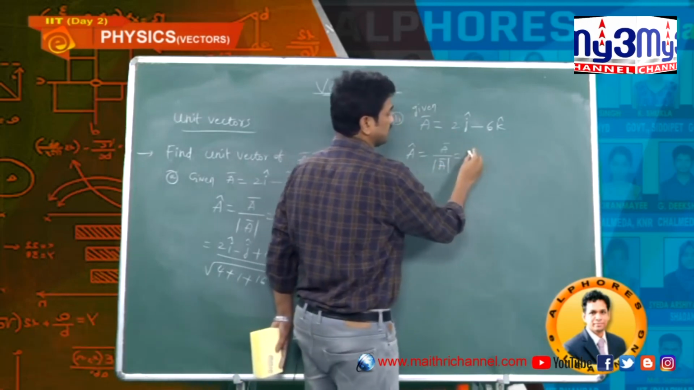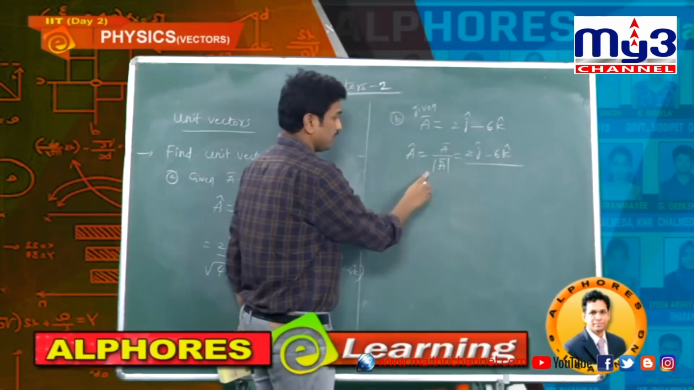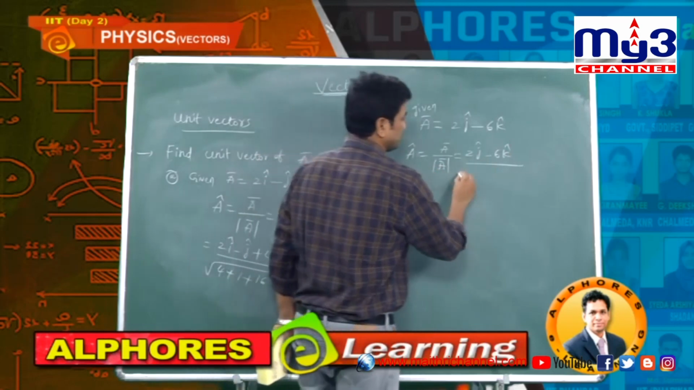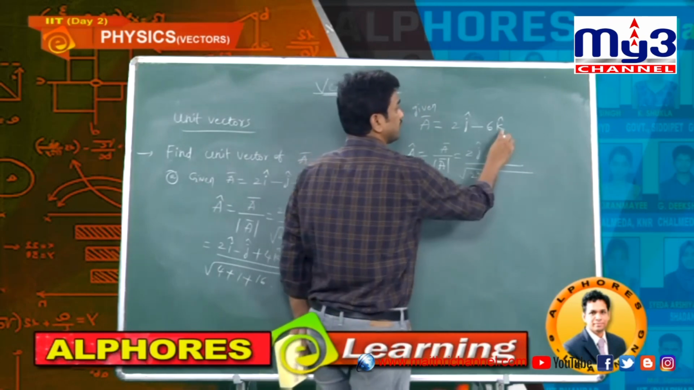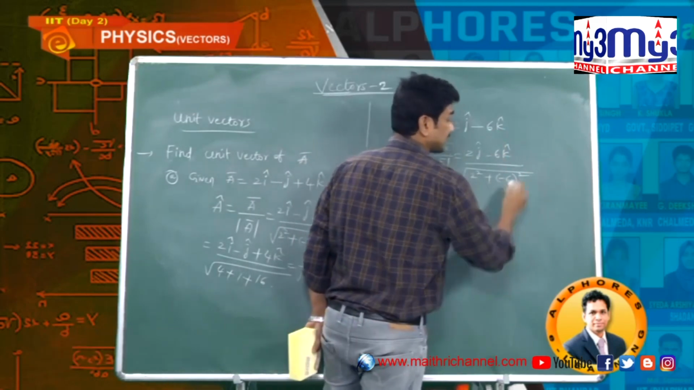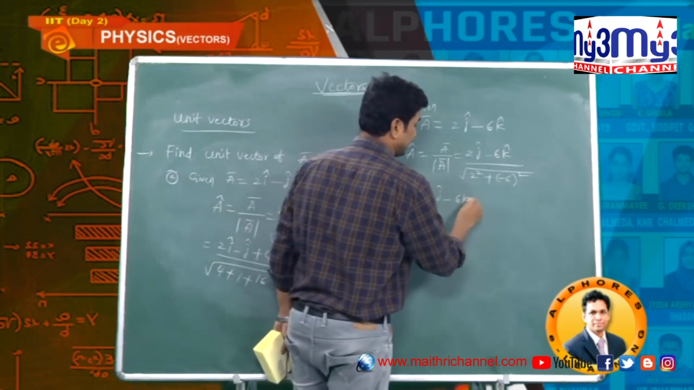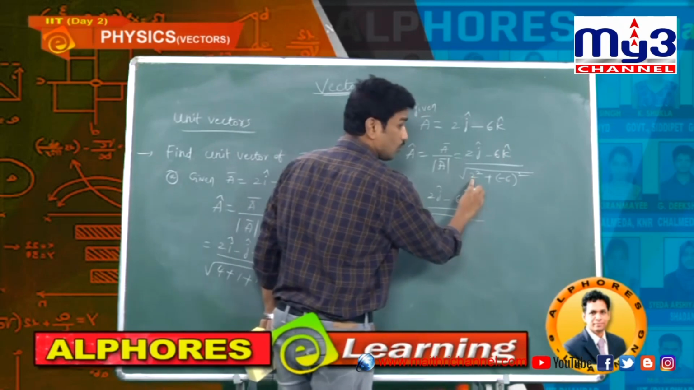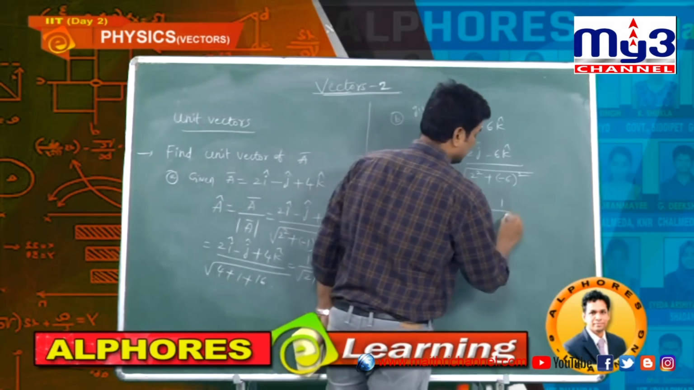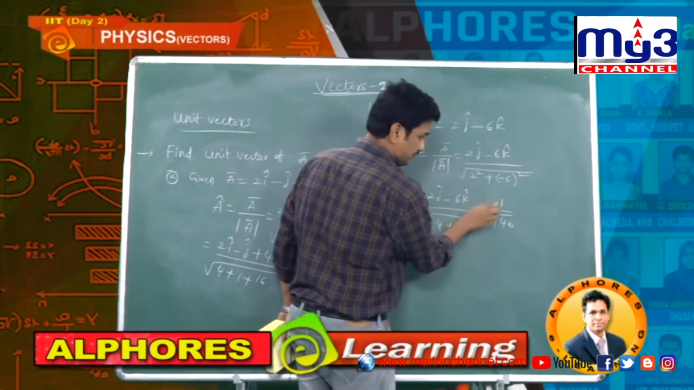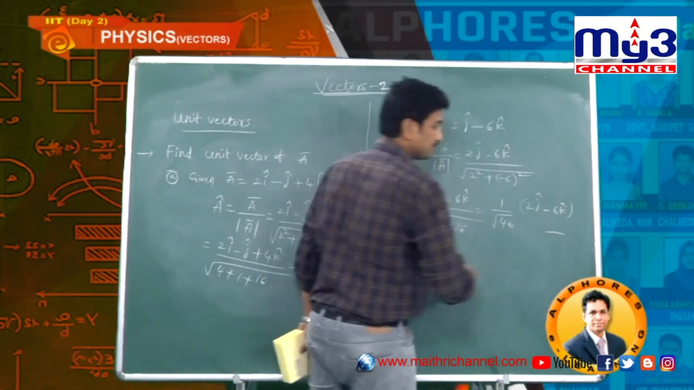What is the A bar? 2 j cap minus 6 k cap, under root of mod A bar: root of j cap coefficient whole square plus k cap coefficient whole square. A bar is 2 j cap minus 6 k cap. Under root, 2 square is 4, minus 6 whole square is 36. Now the answer: root 40 is in the denominator. Now 2 j cap minus 6 k cap is the answer.